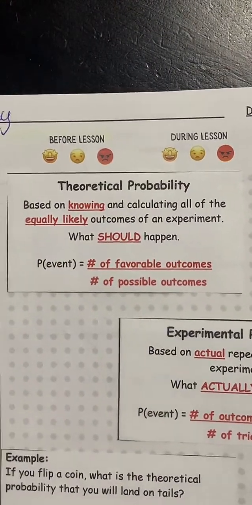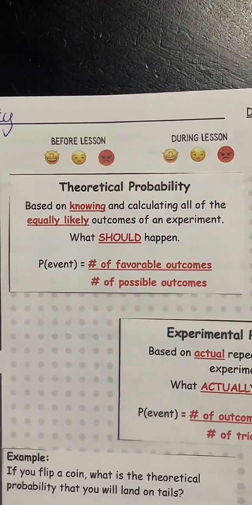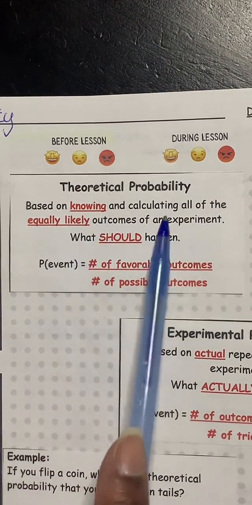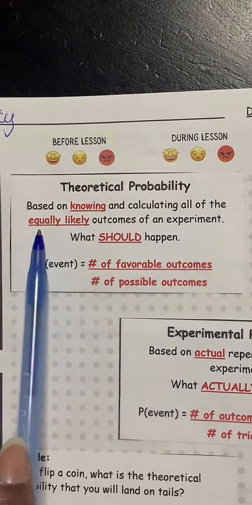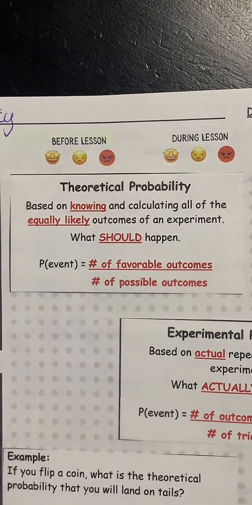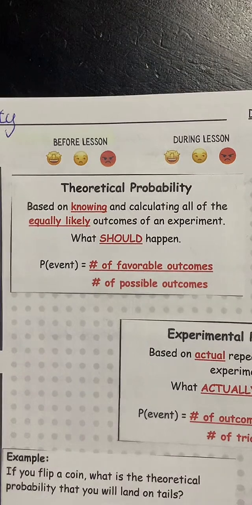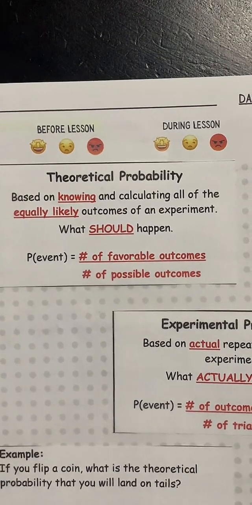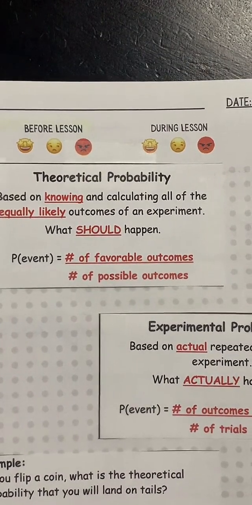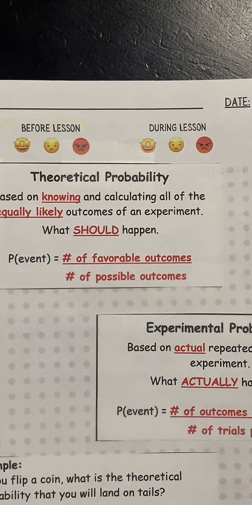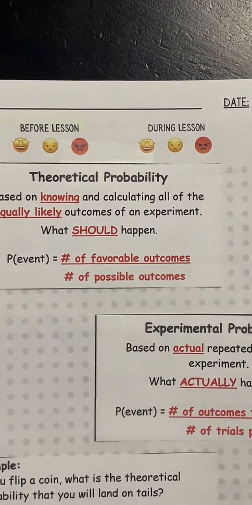Theoretical probability is based on knowing and calculating all the equally likely outcomes of the experiment. So basically it's what should happen. Just like how we just did the spinner. Did we actually spin the spinner?